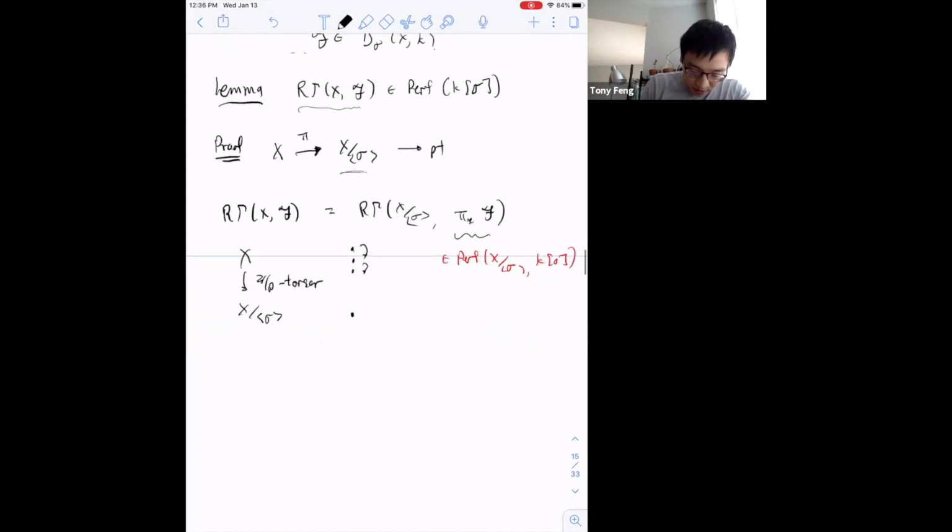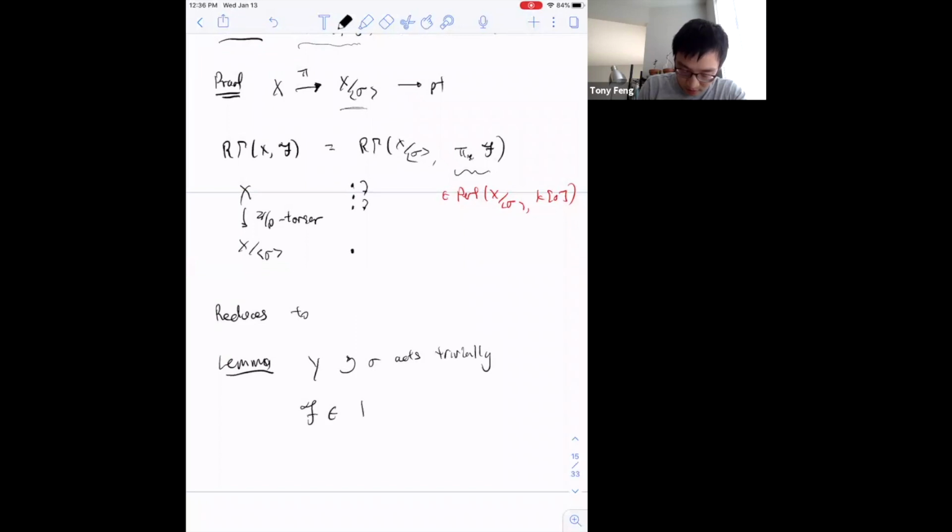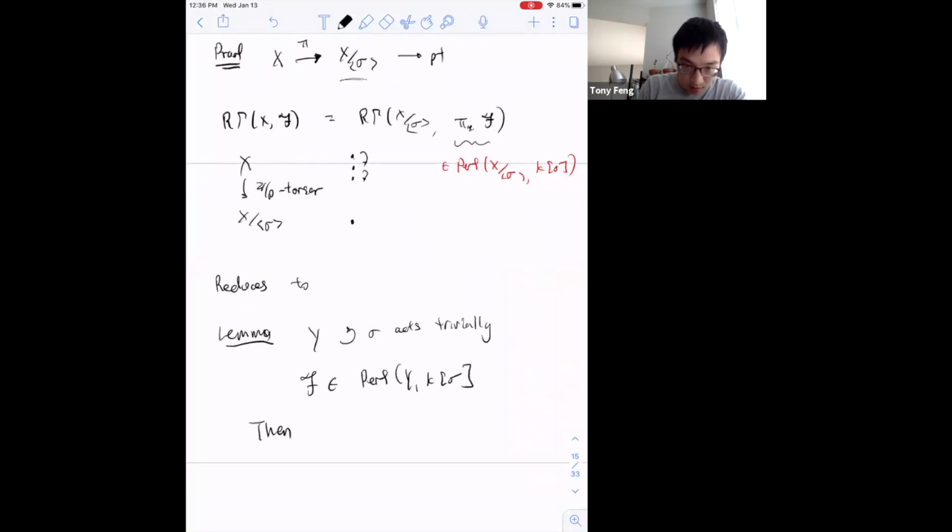Okay, so then the statement we want reduces to another lemma, which is that now let's say we have a Y where sigma acts trivially, and a complex F which is perfect on Y, then the cohomology of Y with coefficients in F is already perfect.